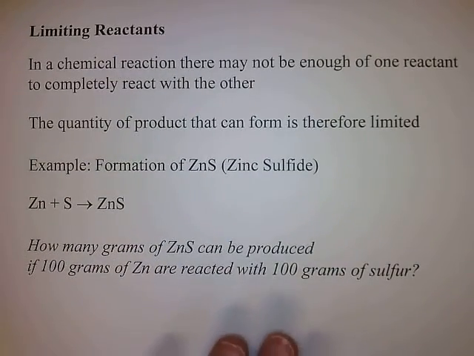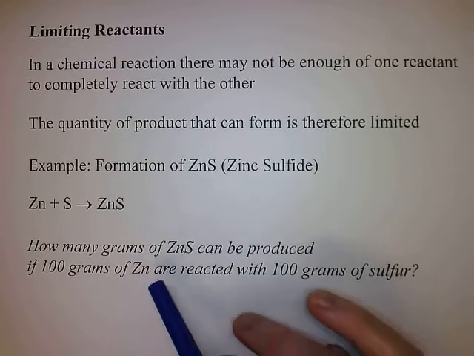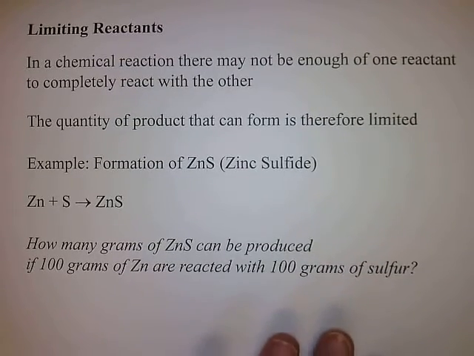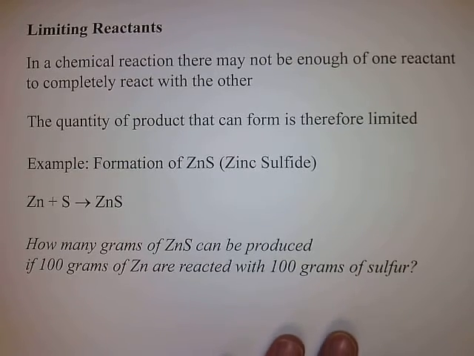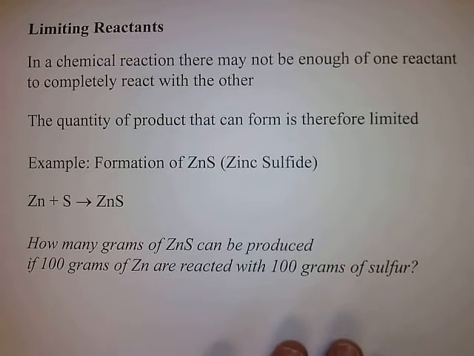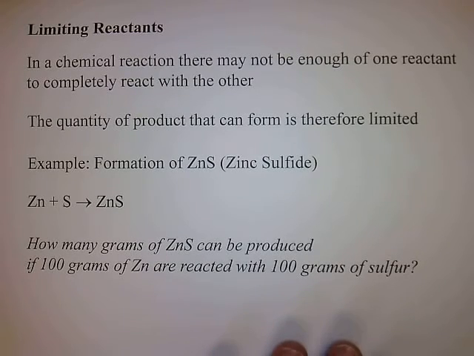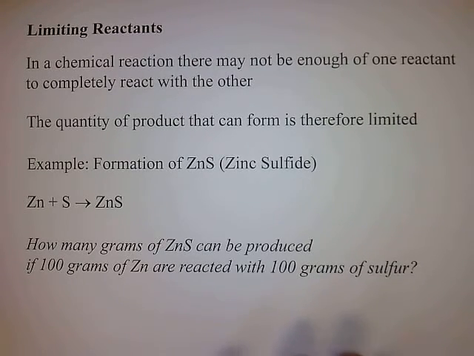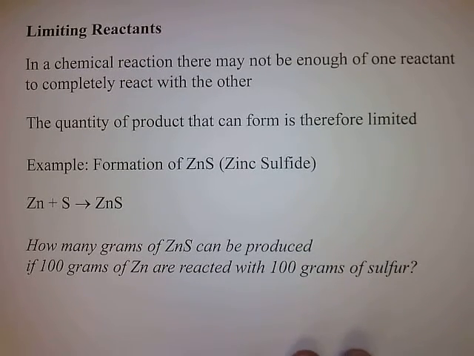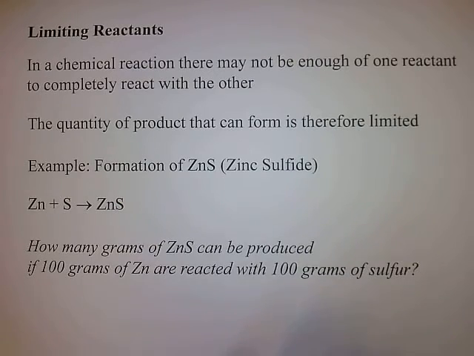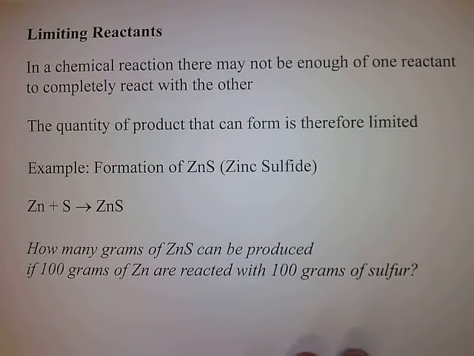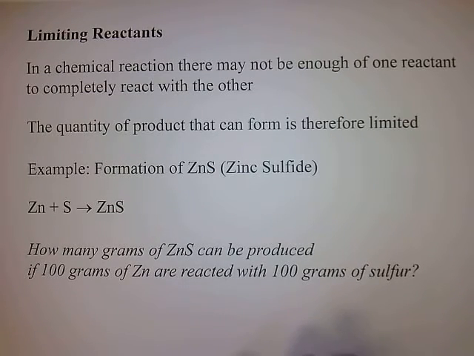So for example, formation of zinc sulfide. Suppose I ask you this question: how many grams of zinc sulfide can be produced by 100 grams of zinc and 100 grams of sulfur? Before you jump to the conclusion that the answer is 200, it's not. While mass will be conserved, and if we start with 200 grams of reactant we'll finish with 200 grams of product, that doesn't necessarily mean we're going to make 200 grams of zinc sulfide.